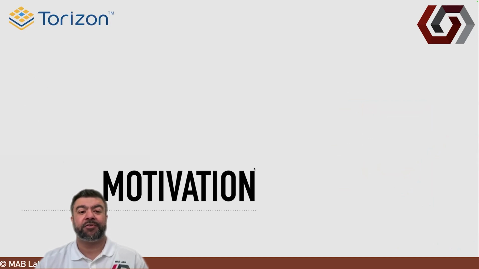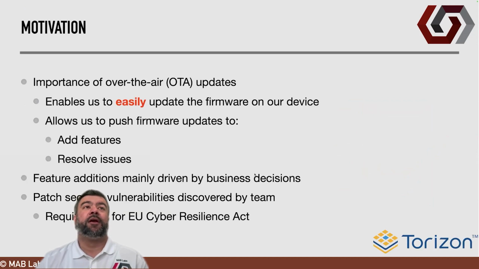So first, let's talk about motivation, why updates in general, why secure offline updates are important. As we probably all are familiar, the importance of having over-the-air updates is that it, quote unquote, allows us to easily update the firmware on our device. Now, the term easily is a bit loaded. We're going to talk about why that is in the next slide. But in general, if you don't have OTA updates, it makes it really difficult to push firmware updates. If we want to add features or if we want to resolve issues, it becomes very difficult to push these updates out to devices that are out in the field if we don't have an OTA update mechanism.